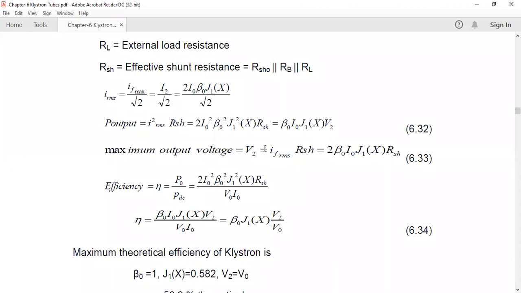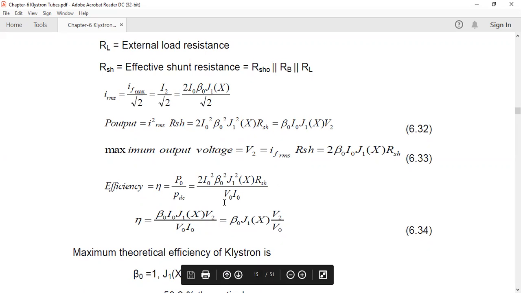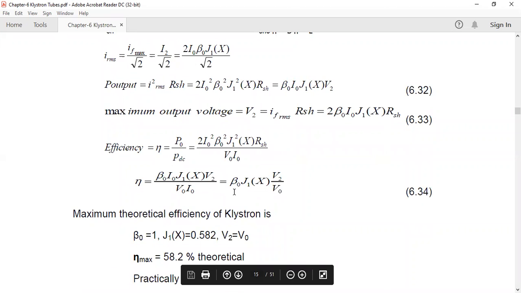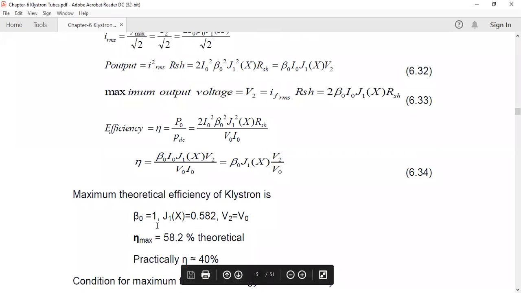So output power is the output current squared into R. So this is the current: 2 I naught square, I naught B naught beta naught square, J1 square of X into RSH, by V naught into I naught. V naught I naught is the input power. Now here you can simplify this: beta naught J1 of X into V2 by V naught, where beta naught is 1 for theoretical.